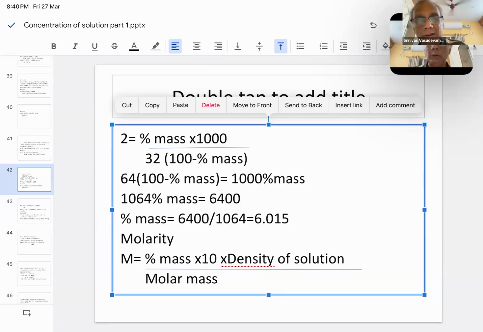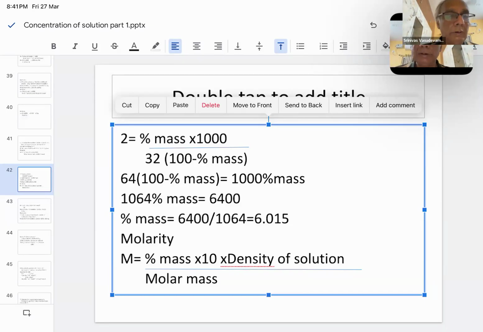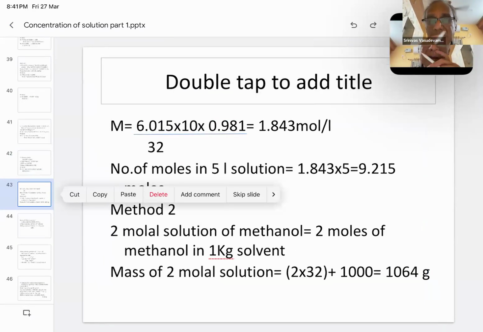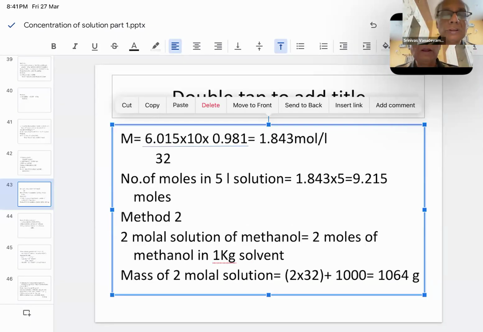Now I'm going for the molarity. Percentage mass by molecular mass into 10 into density. Percentage mass is known to me, so 6.015. Molecular mass is 32. Density is given as 0.981 gram per centimeter cube. So substituting 6.015 by 32 into 10 into 0.981. That comes to 1.843 mole per liter or mole per decimeter cube. So 1 liter solution contains 1.843 moles. 5 liter solution contains, multiplied by 5, 9.215 moles.